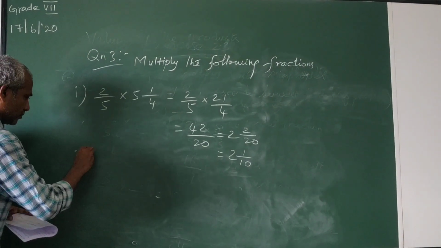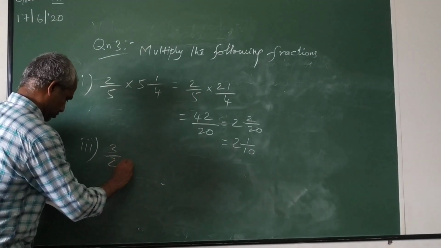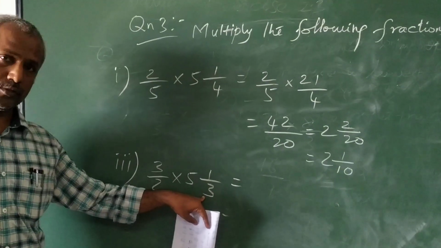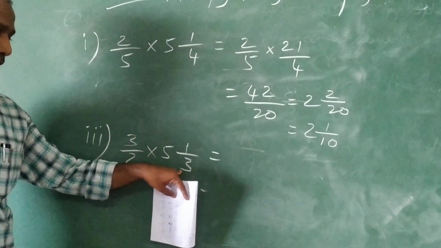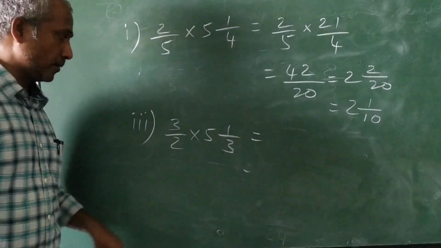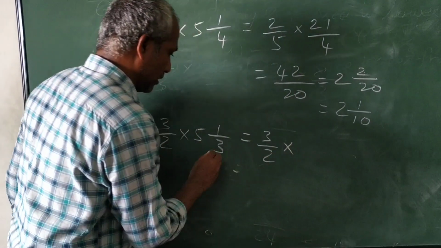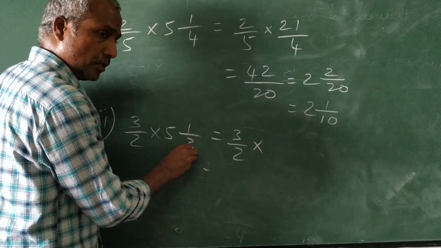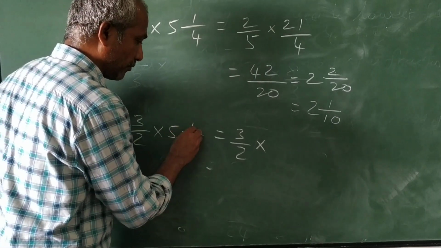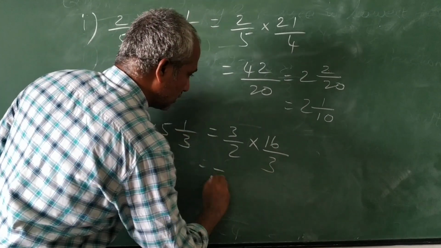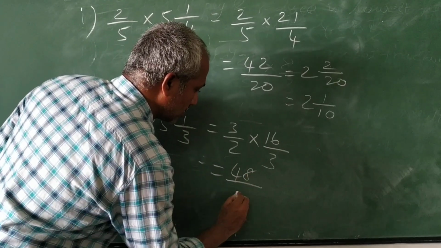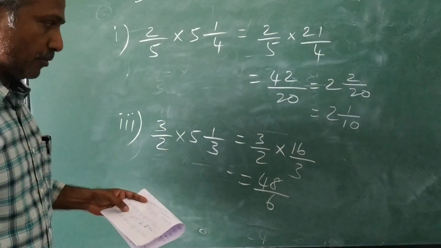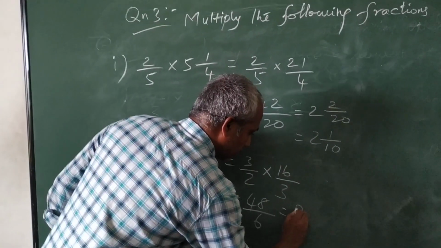Third one, 3 by 2 into 5 1 by 3. Here also the second fraction is a mixed one. So first of all we have to convert it into improper. While converting mixed one to improper, we have to multiply those two, then add with this. 3 5s are 15, 15 plus 1, 16, 16 by 3. 3 16s are 48, 2 3s are 6. Both the numbers are commonly divisible by the 6 table. 8 6s are 48.